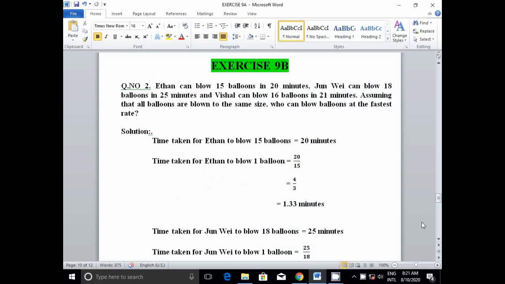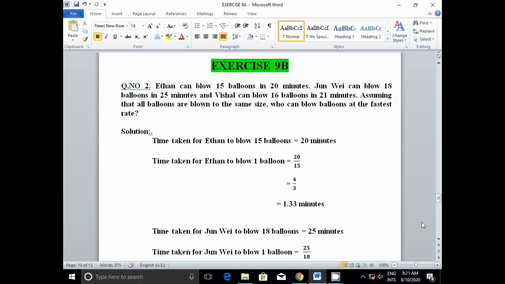Question number 2 from exercise 9b. Ethan can blow 15 balloons in 20 minutes. John Y can blow 18 balloons in 25 minutes. And Vishal can blow 16 balloons in 21 minutes. Assuming that all balloons are blown to the same size.